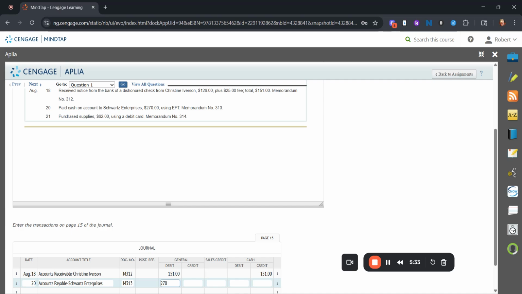$270. The money was transferred out of our bank account. So decrease in cash is a credit. $270.